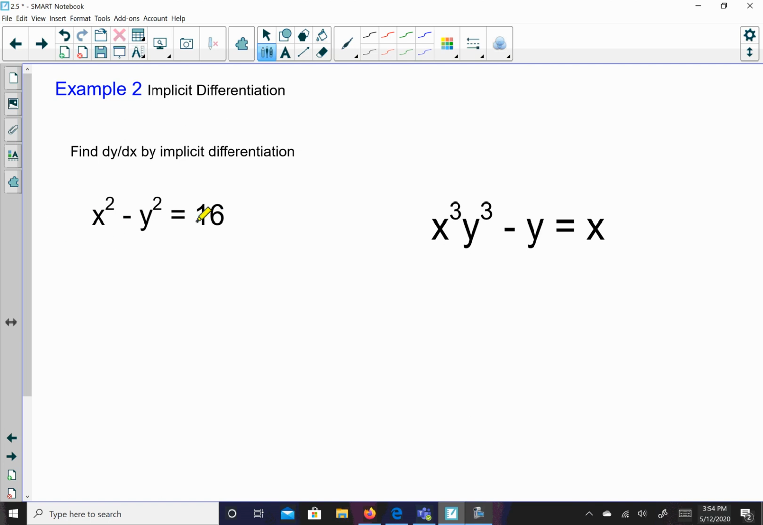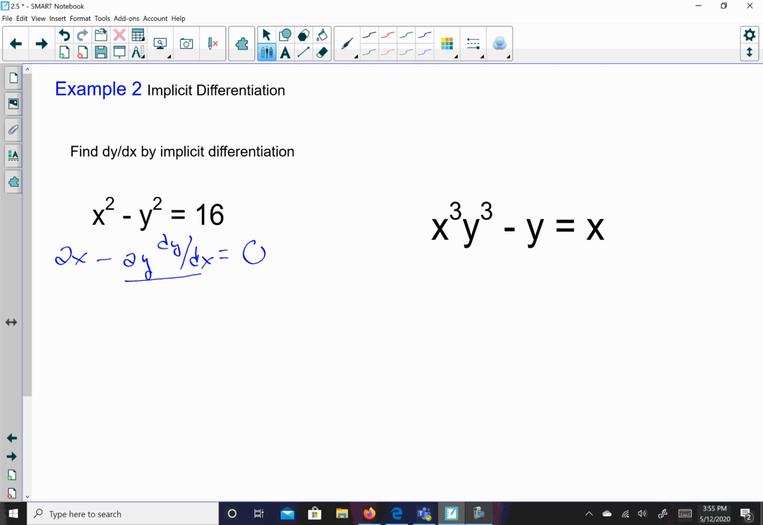I have x squared minus y squared is equal to 16. You should recognize that as a hyperbola. But I'm going to take the derivative. So the derivative of x squared will be 2x. Again, I'm doing the derivative of x in terms of x, so I just leave it like that. Here's that minus sign. The derivative of y squared will be 2y. But I'm going to write the derivative of y in terms of x, so dy dx. And then the derivative of 16 is 0.